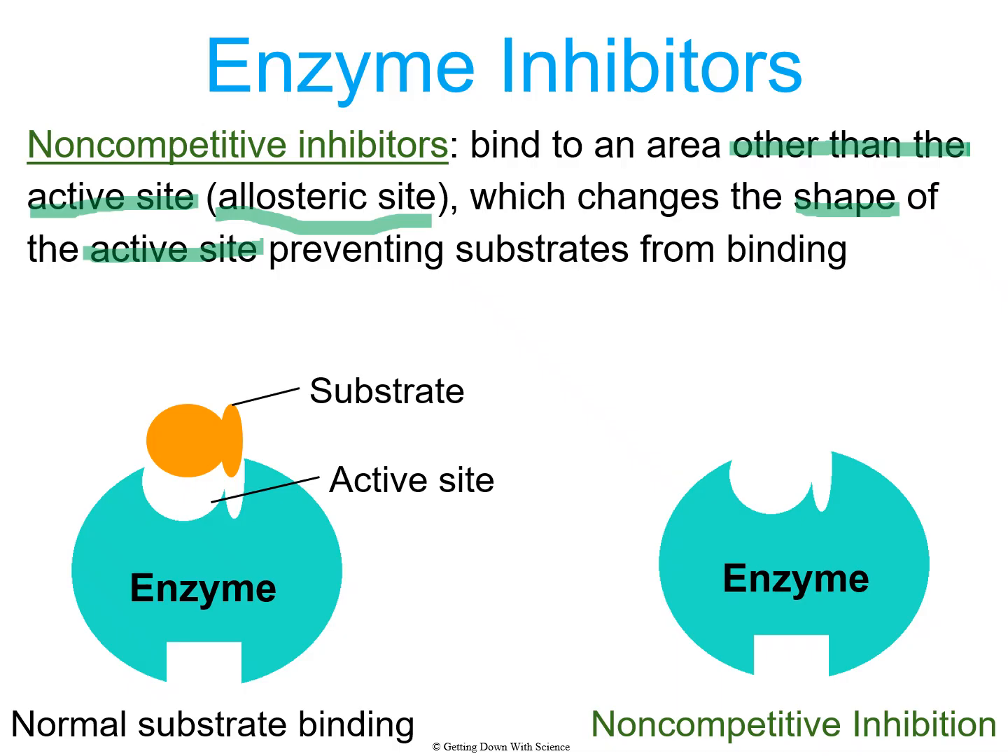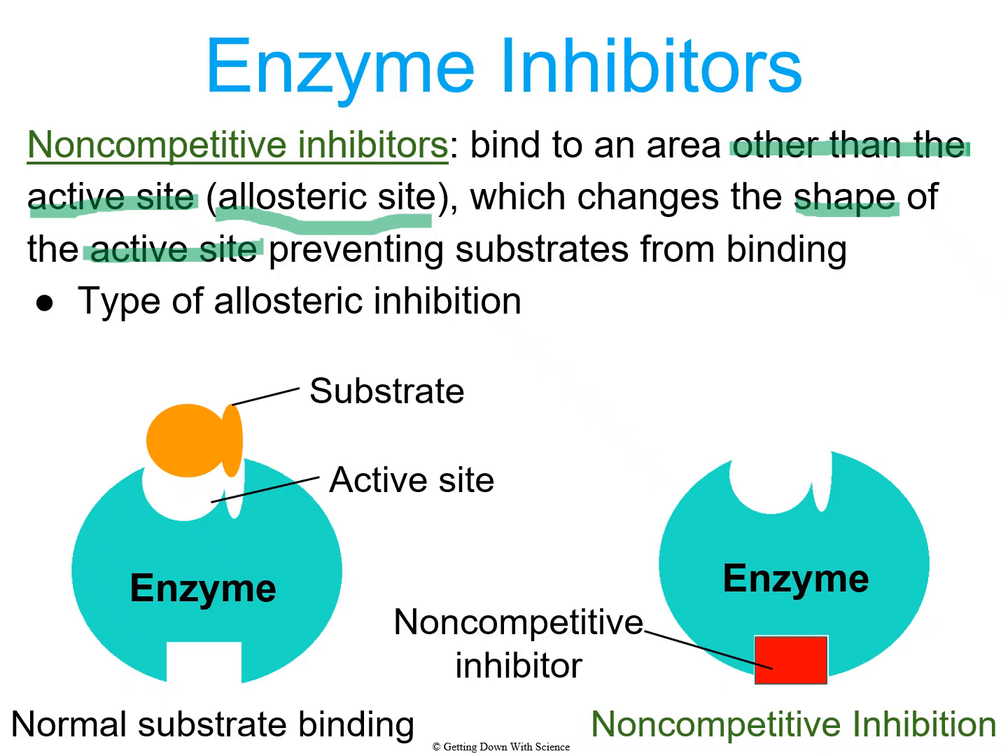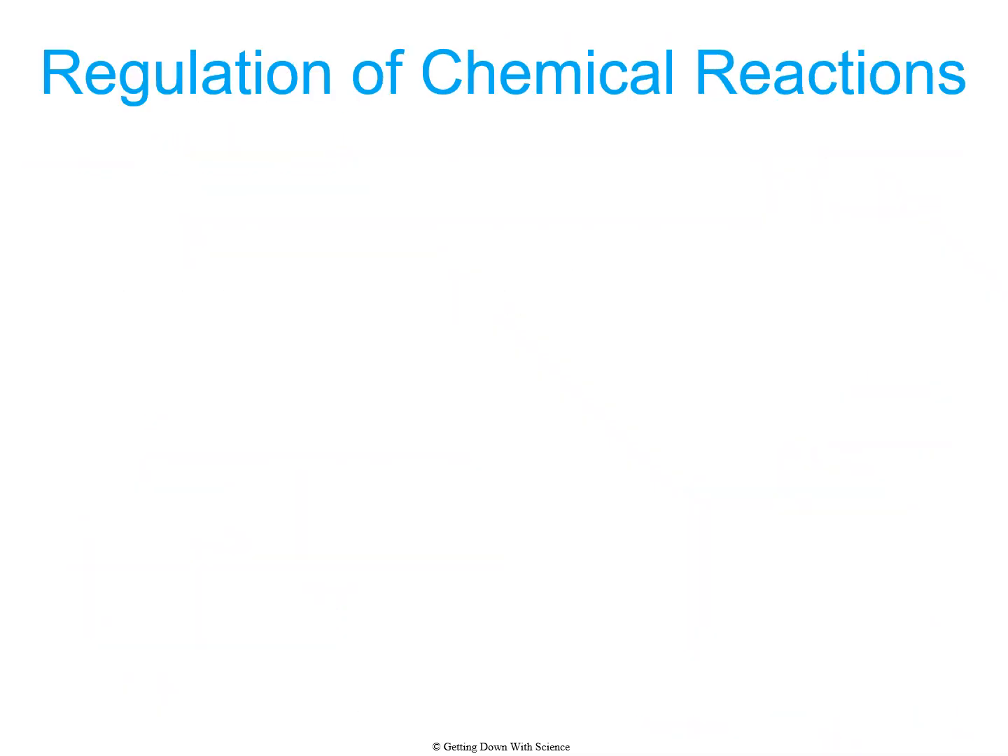So the shape of the active site no longer fits the substrate, and therefore the enzyme-substrate complex is not formed. The active site is available, however, it is not the right shape anymore because of this non-competitive inhibitor. And here we have an example. The active site is here. However, our non-competitive inhibitor is binding somewhere else. And remember that somewhere else on the enzyme is called the allosteric site. It changes the shape of the protein, and therefore the protein does not work.